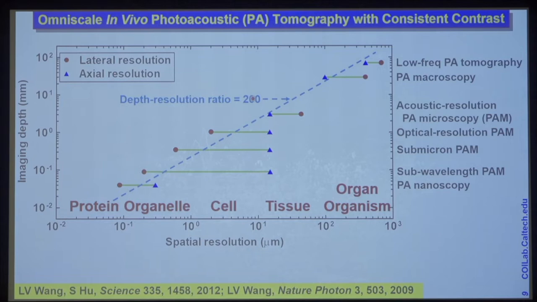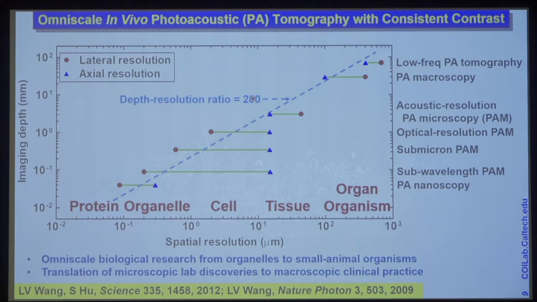For example, omniscale biological research from organelles all the way to organisms, translation of microscopic lab discoveries to macroscopic clinical practice. So I'm plotting the imaging depth versus the spatial resolution, and you can see this dashed line, which connects all the different implementations, and you can scale depending on the application.